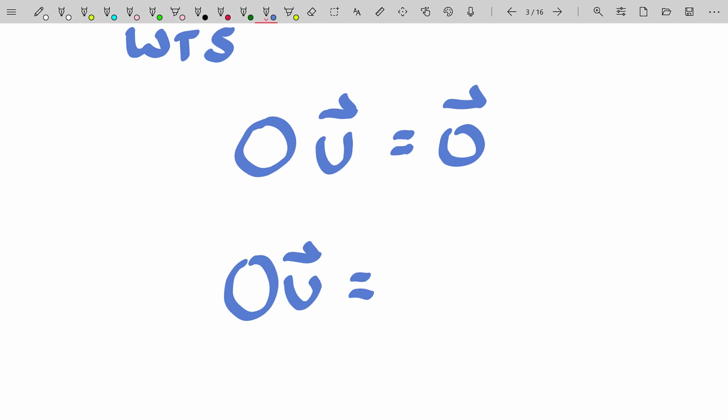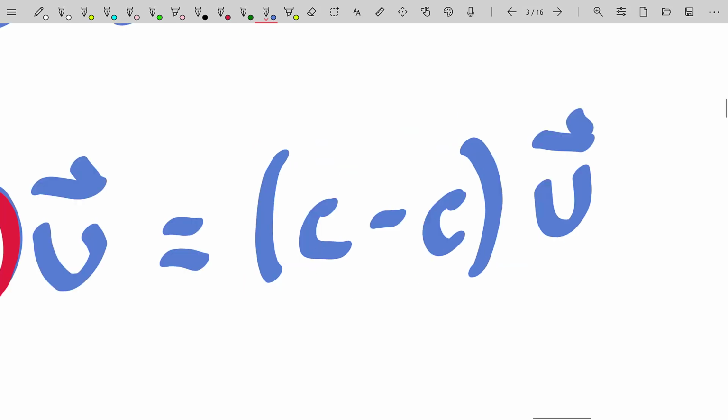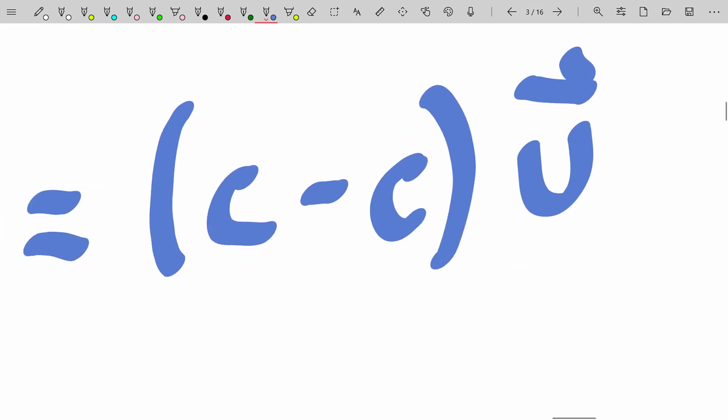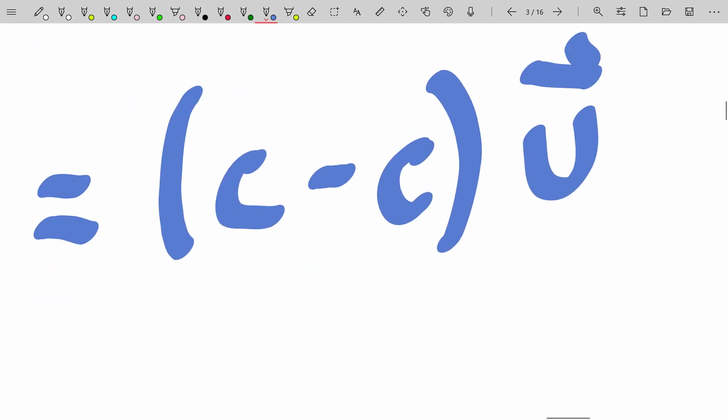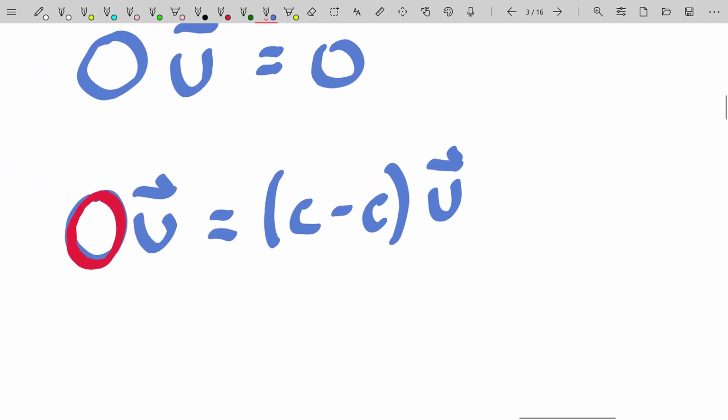Well, we know that 0, and I'll highlight it in red here, that 0 is from our underlying field. It's just a scalar, a real number. And I know a lot of properties of real numbers. For example, I know to get to 0, I could write that as c minus c. That's just a property of the underlying field. That's a property of real numbers. That 0 is the same thing as c minus c. So there's no real magic that I'm performing there.